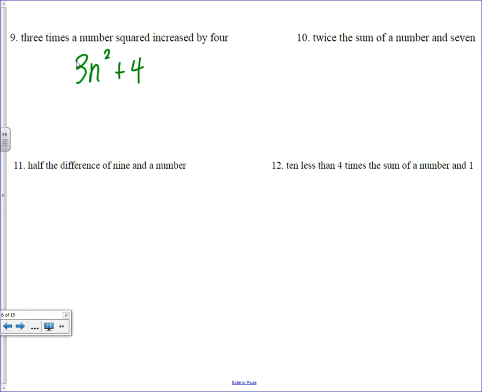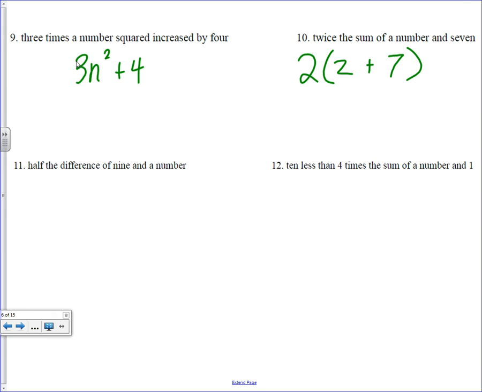Okay, now it says twice the sum. What does twice mean to do? Multiply, and I need to multiply by a sum, right? Isn't there 2 things in a sum? First number, second number? So when I do twice the sum, it's going to look like that. And what am I adding together here? A number and 7. I use a Z this time.